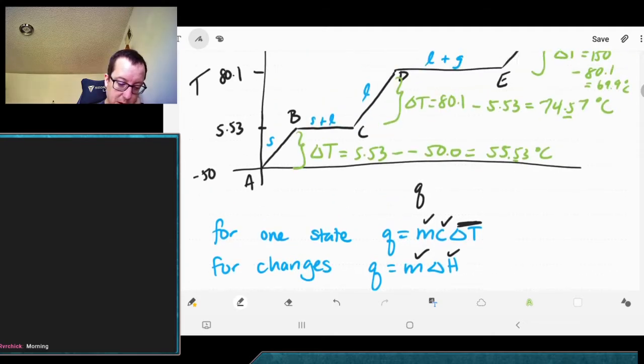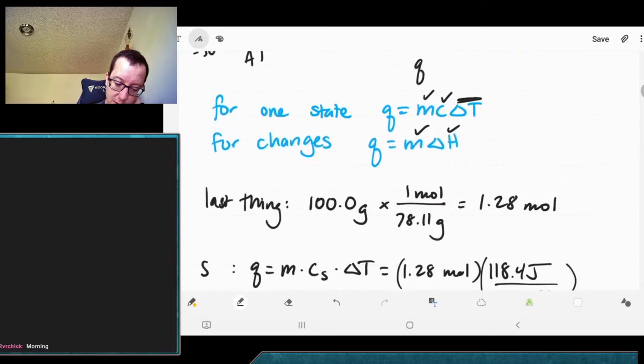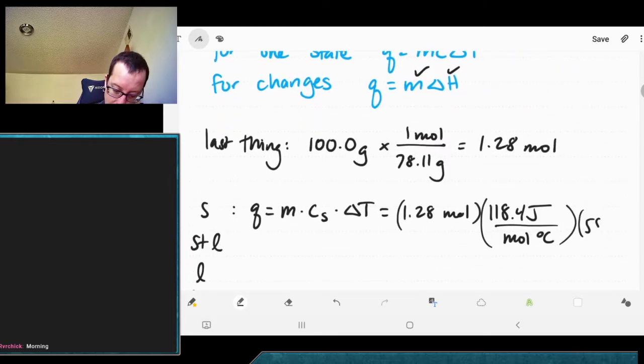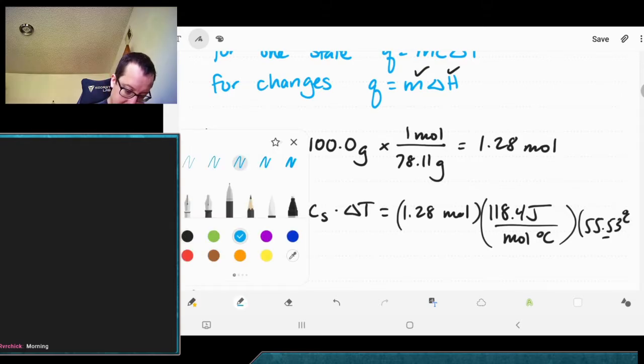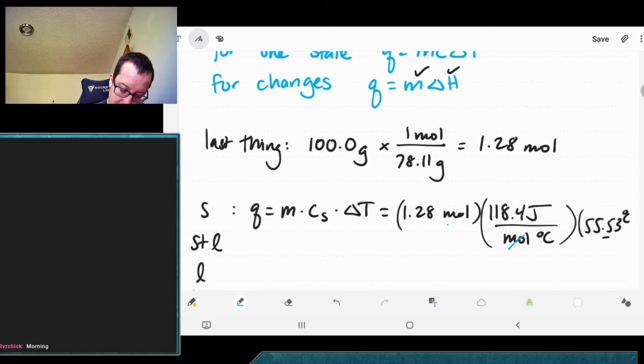And then our delta T, which we already calculated, was 55.53 degrees Celsius. Note, as always, units should cancel. We're left with joules. We do this and we get, I think, I'll just do it.